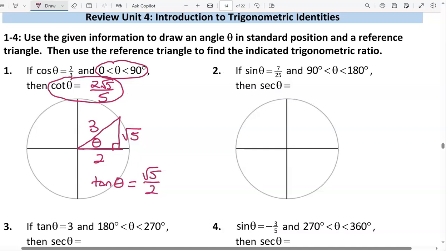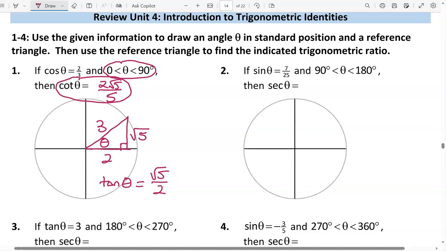In number 2, we're given that sine of theta is 7/25, and theta is an angle between 90 and 180. So if sine is 7/25, then if we draw an angle theta in standard position in its reference triangle, opposite side is 7, hypotenuse is 25. That's going to make our adjacent side -24, Pythagorean triple.